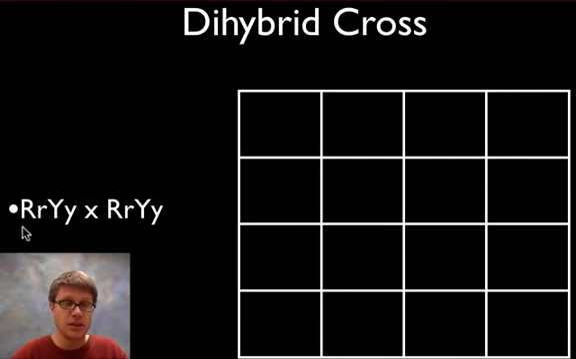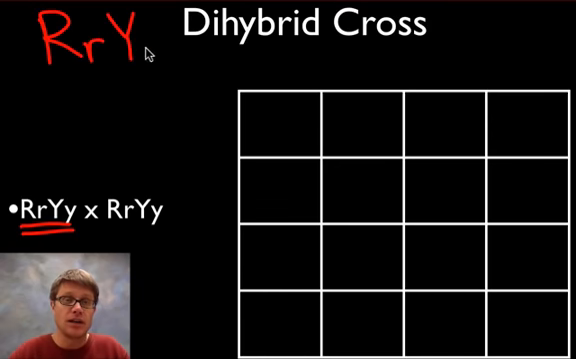So what do we do? Let's say this parent right here. And I'm going to write it up here so it makes a little more sense. Big R, big Y, little y. What possibilities could they produce? So they're giving one of each letter, remember.